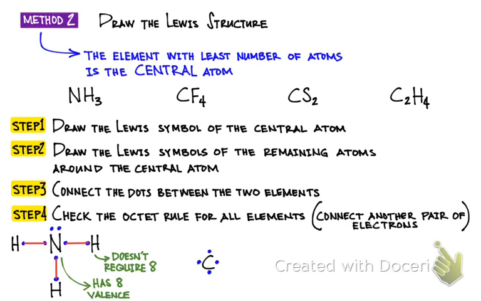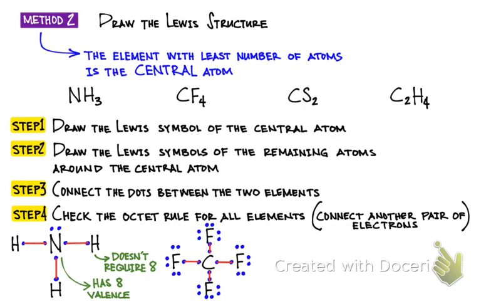All right, in CF4, carbon tetrafluoride, first draw the Lewis symbol of the central atom, which is carbon, then surround the central atom with the Lewis symbols of the terminal atoms, the fluorines. And then connect the dots and any double bonds whenever possible.